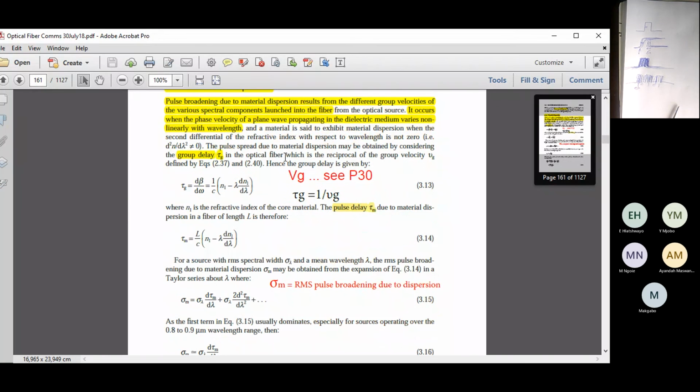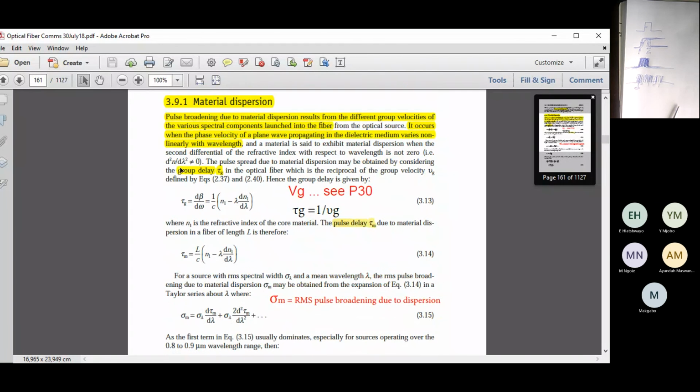TG is your group delay. Remember I said it's a delay, dispersion measured in nanoseconds. So the group delay is this. But the formula that you must learn is actually this one. TG is 1 over VG, okay? So that's your group delay, and that's your group velocity.